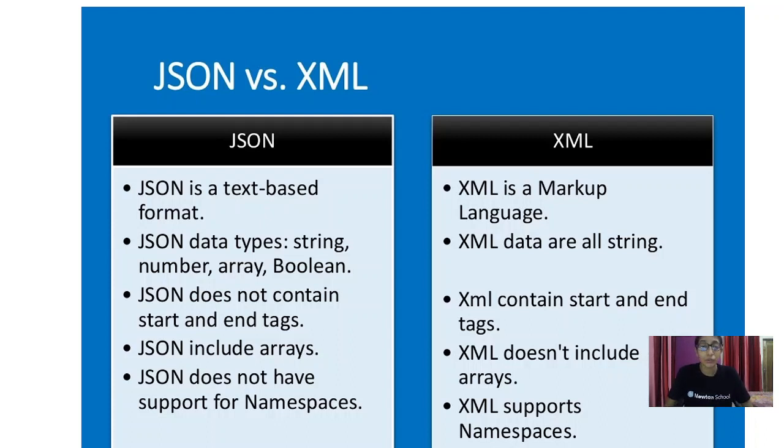In JSON, data types such as string, number, array, boolean, and null value can be used. In XML, only strings are there. JSON doesn't contain any start or end tags, whereas XML contains start and end tags. In JSON, we include arrays, and in XML we don't include any arrays.